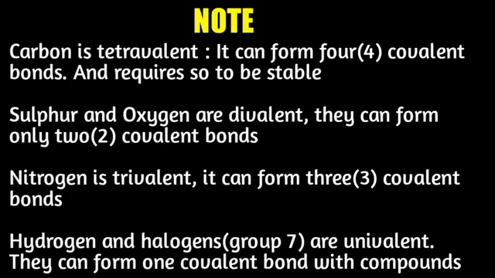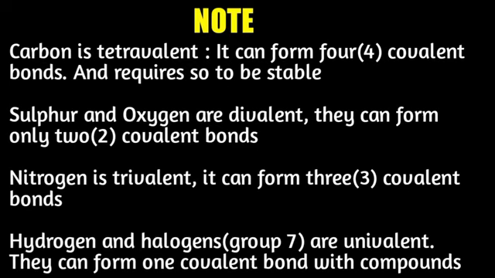So now there are some things you need to note before you start drawing amino acids. One, carbon is tetravalent. What do we mean? It can form 4 covalent bonds and requires 4 covalent bonds to be stable. Sulfur and oxygen are divalent. They can form 2 covalent bonds. Nitrogen is trivalent. It can form 3 covalent bonds. Hydrogen and halogens, which are group 7, are univalent. They can form only 1 covalent bond.